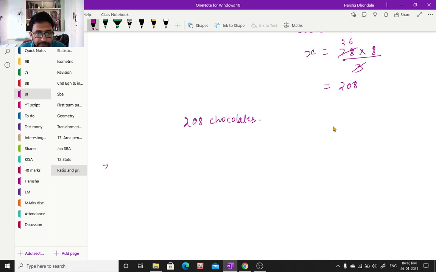Next, seventh one. To make a fruit drink, pineapple juice, orange juice, and mango juice are mixed in the ratio 5:3:4. How much of each juice do you need to make 0.6 liters of the fruit drink?